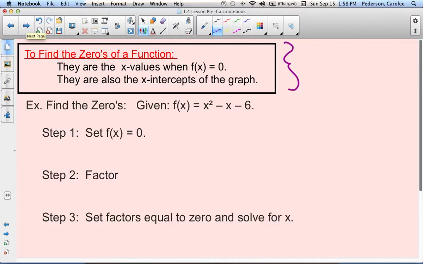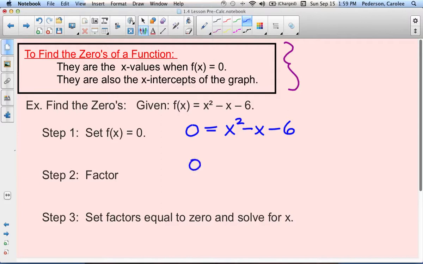So step 1, we want to set the function equal to 0. So 0 equals x squared minus x minus 6. Now we have a quadratic equation and we want to find out what x can be. In a quadratic equation you can have up to 2 answers, 2 x values. So in this method you could use the quadratic formula, you could use completing the square. Probably the most popular way is to solve by factoring.